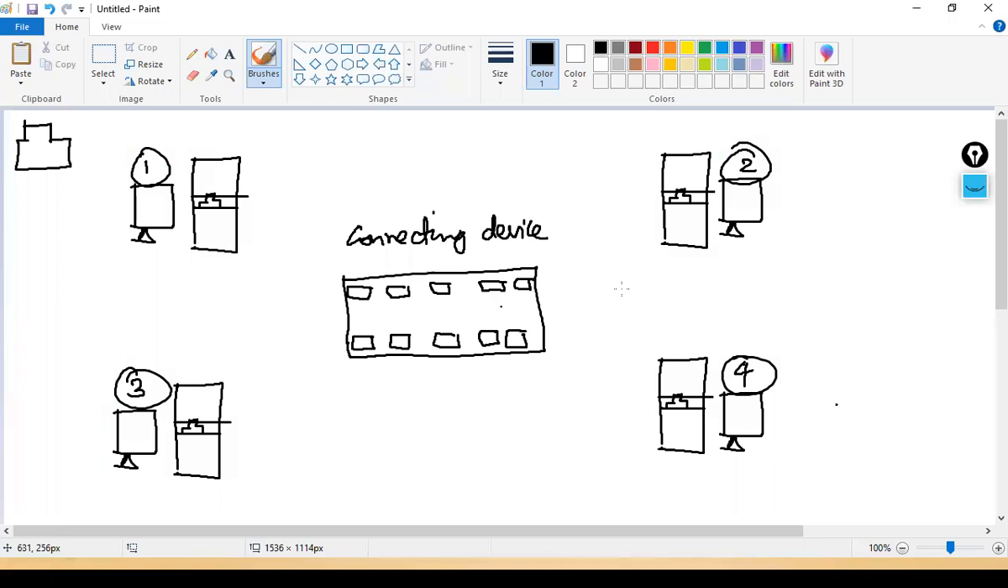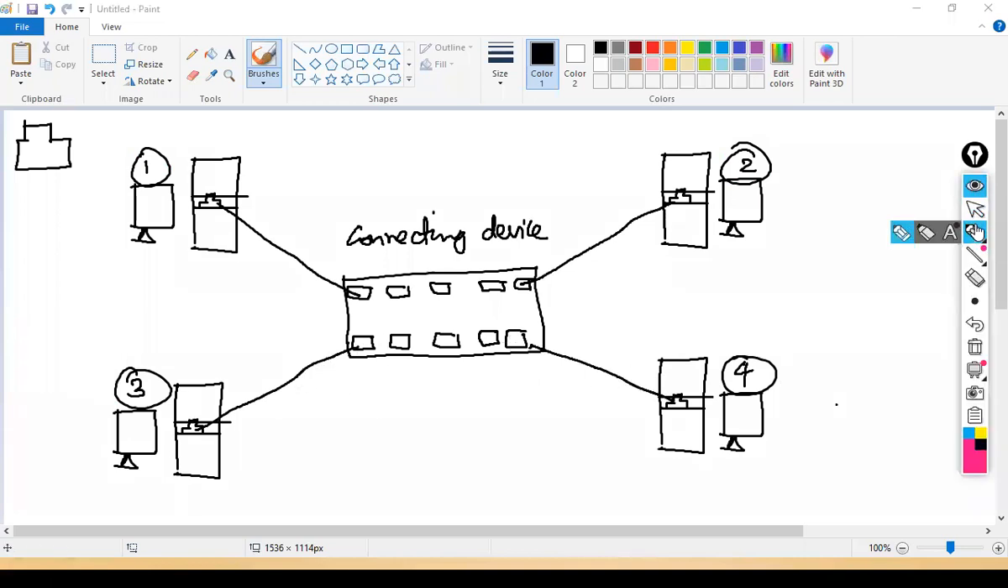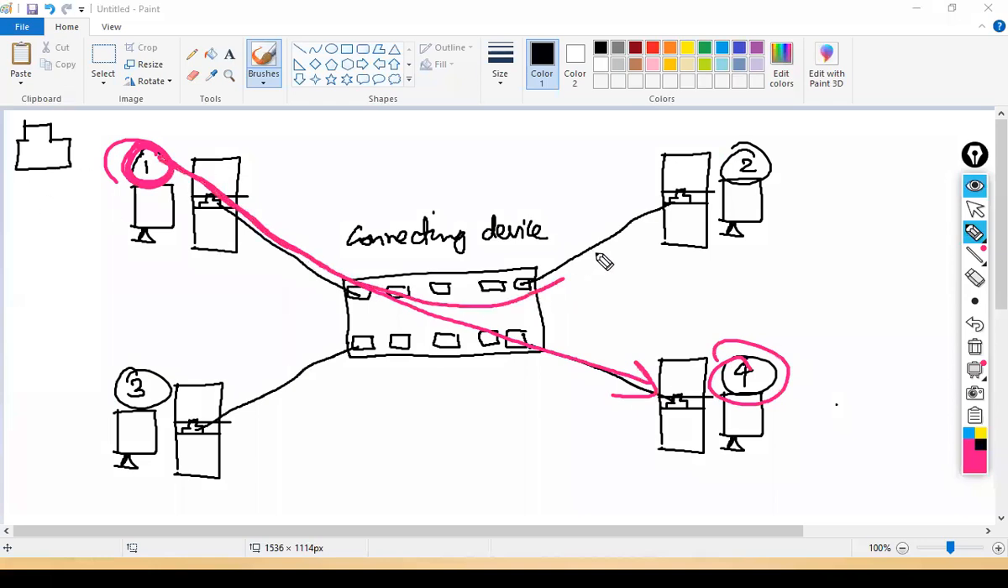So from the first machine, you will connect to the connecting device. From the second machine, you will connect again to the same connecting device. The same thing with the third machine and the fourth machine, you will connect them to the connecting device. If I want to send something from the first machine to the fourth machine, I can send it through this connecting device. If I want to send something from the first machine to the second machine, I can send it through this connecting device. Without any complications, we have connected.